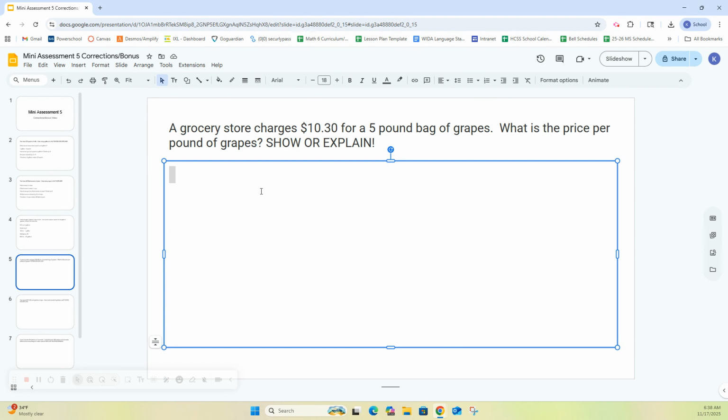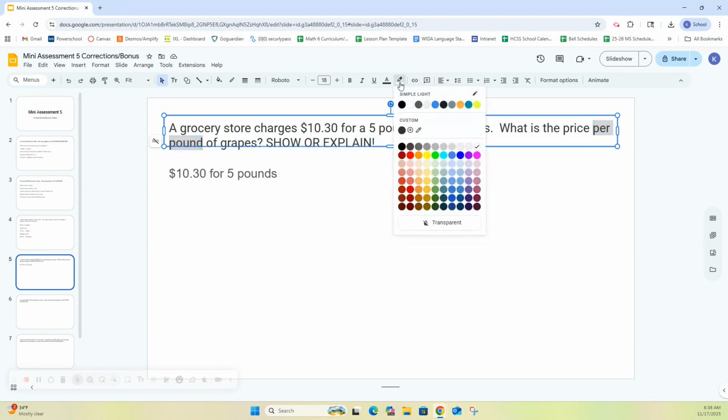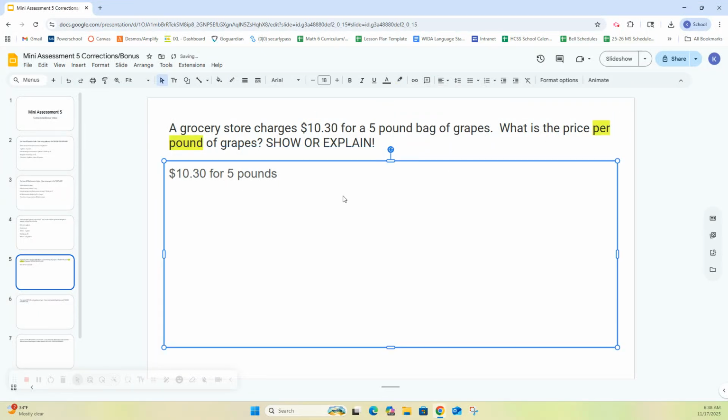A grocery store charges $10.30 for 5 pounds of grapes. I'm just going to write that down because that seems like it's important information. What is the price per pound of grapes? All right, so we know that per pound means what? How many pounds? That is correct. It means 1 pound. So we want to go from 5 pounds down to 1 pound. How do I do this? That is correct. Divide by 5.